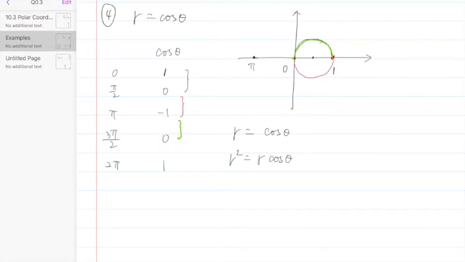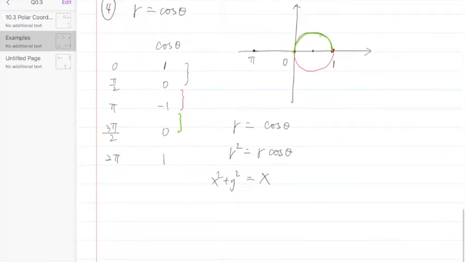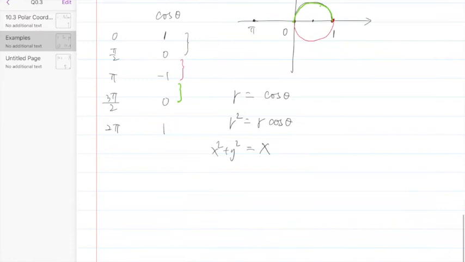To see it's a circle, we start from this one, and we times r on both sides. Now you can see it's x squared plus y squared for r squared, and you can change this whole thing here to be x. So this will be the xy formula for this polar coordinates formula, r equals cosine theta.